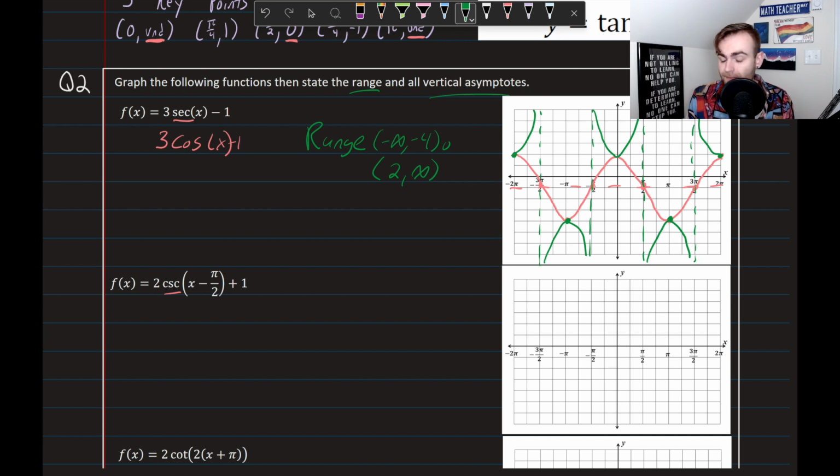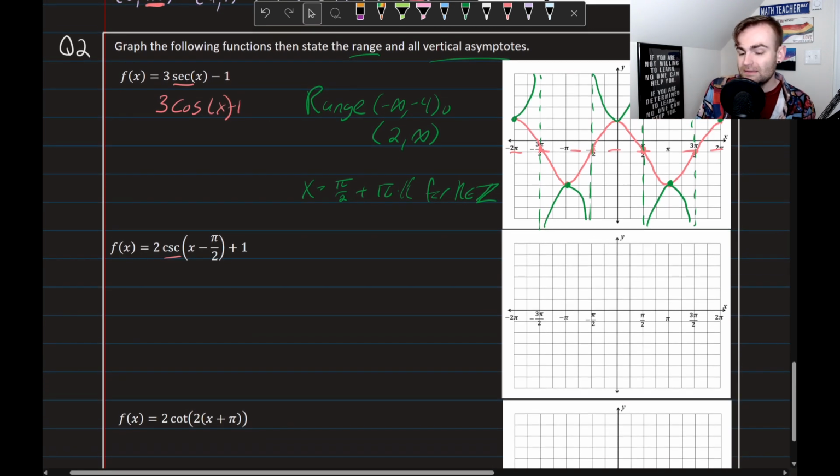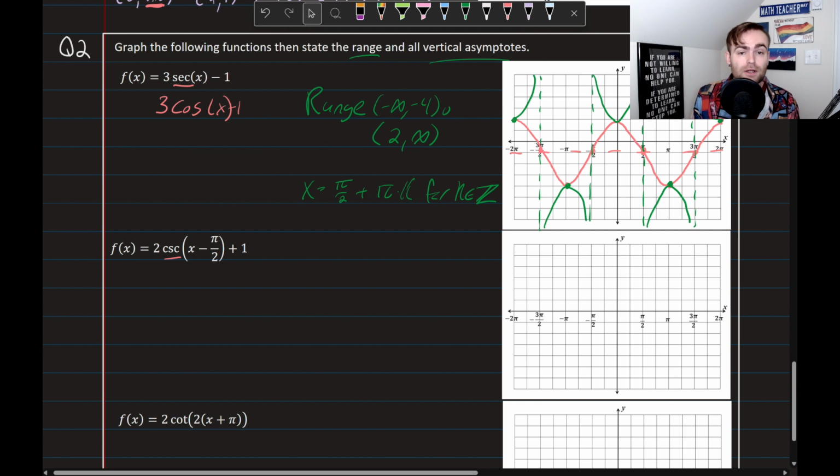That's not bad. Graphically, we can see the first vertical asymptote is pi over 2, and we can see that every asymptote is pi away from it, so pi over 2 plus pi times k, k in the integers. Not bad. Not bad at all. Let's try this cosecant function with the 5 key points.